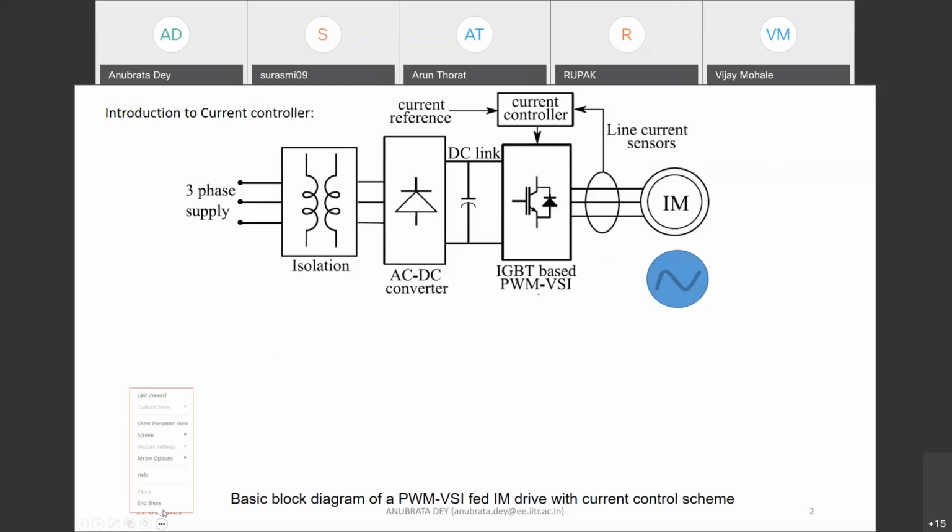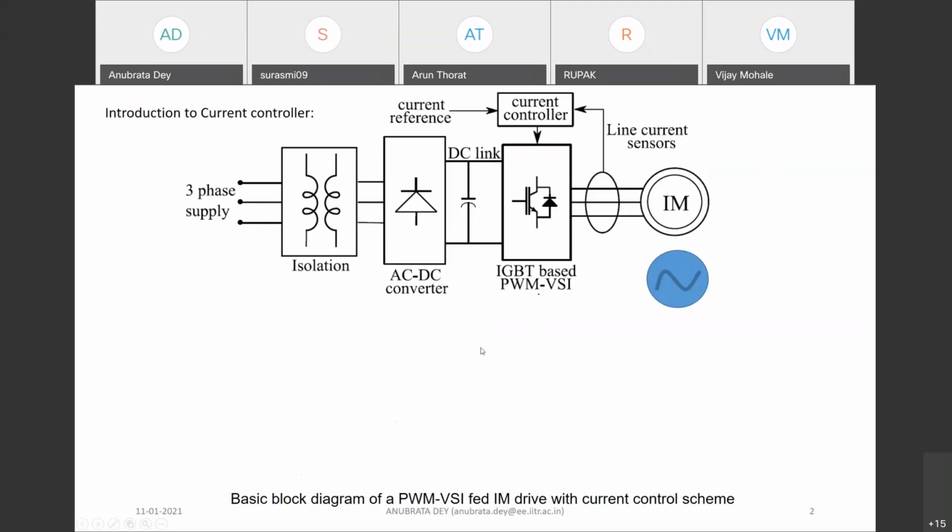I just use the pointer. I don't know how to get the pointer. Hopefully you can follow. Okay, so this is the input side.